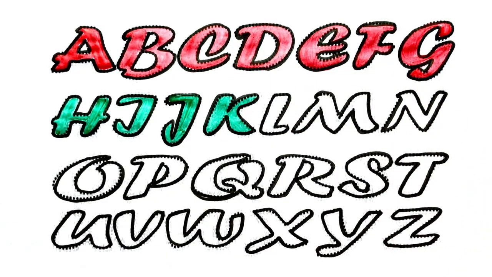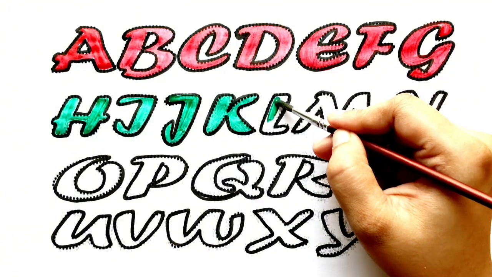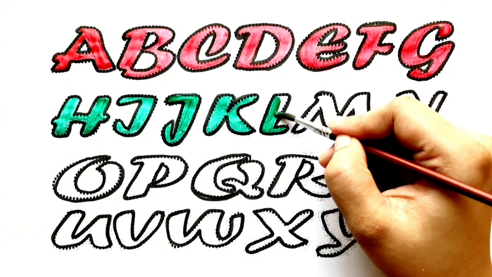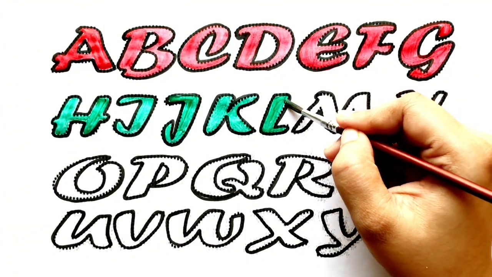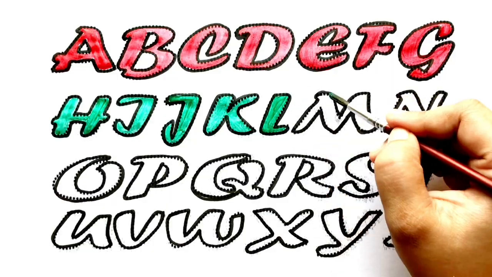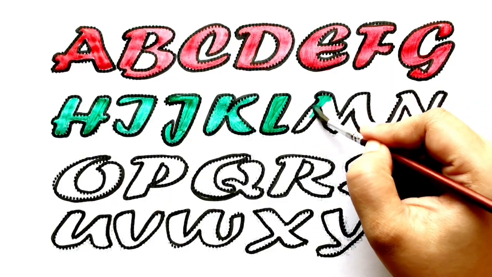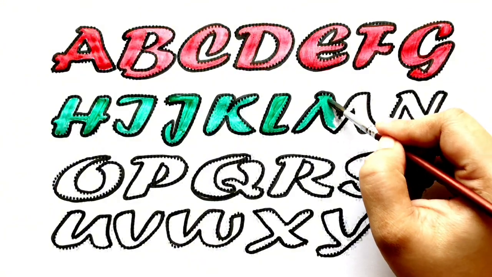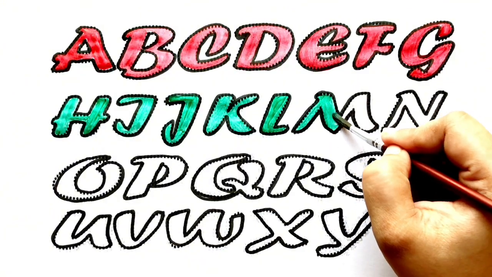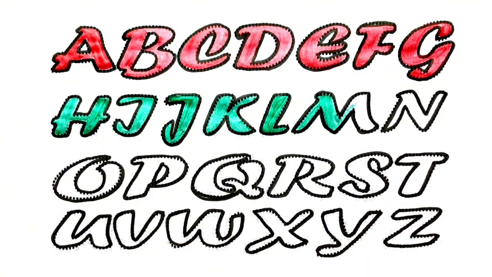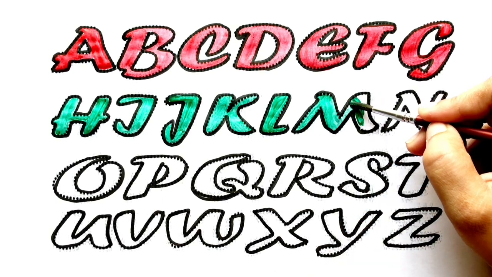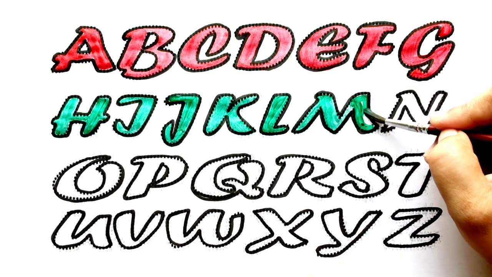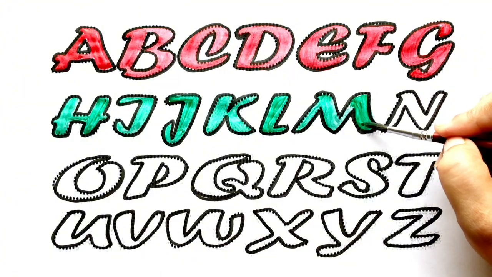A, B, C, D, E, F, L for lollipop. H, I, J, K, L, M, N, O, P, Q, R, M for monkey. T, U, V, W, X, Y, and Z. Now I know my ABCs. Next time, won't you sing with me?